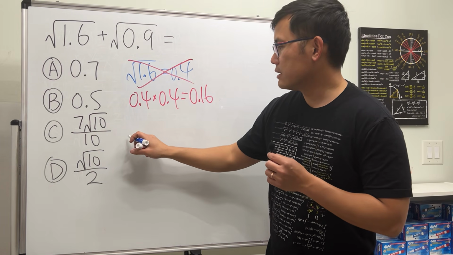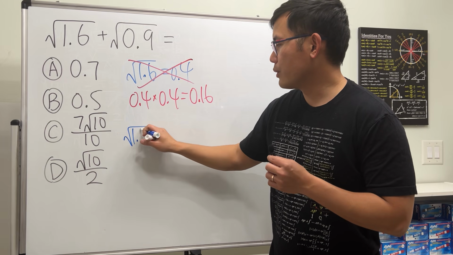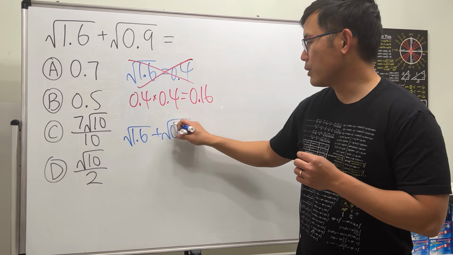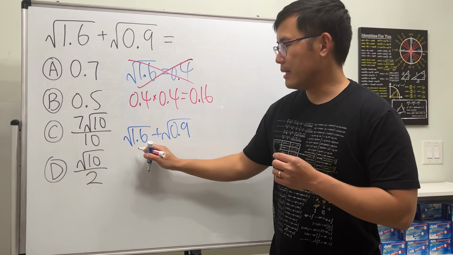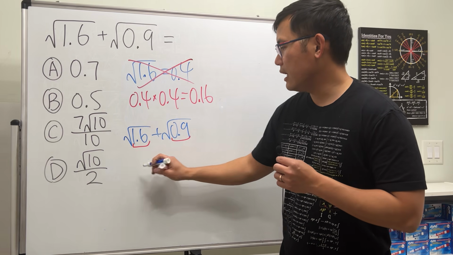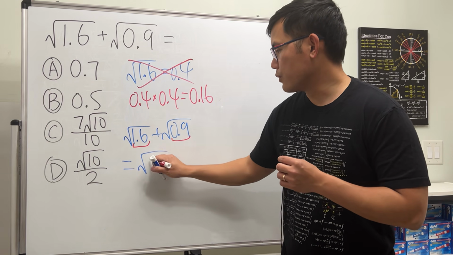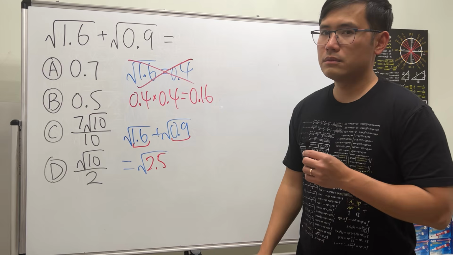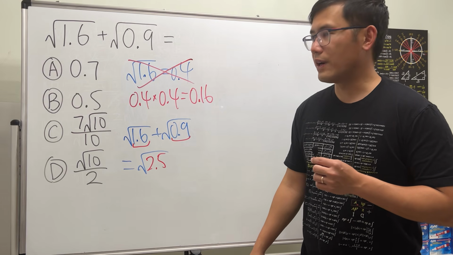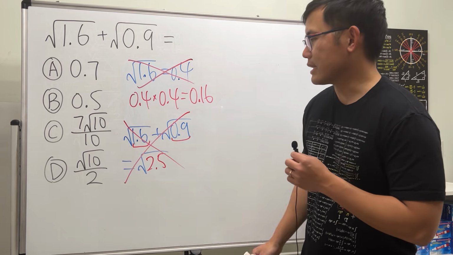Another common mistake is a lot of people will just do square root of 1.6 plus square root of 0.9. They will just add the numbers inside, this plus that, and they say this is square root of 2.5. And then they say this is 0.5. No, this is also incorrect.